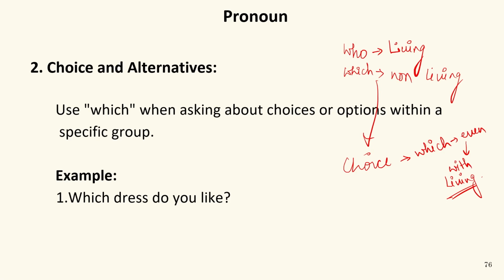For example, which of the two boys is intelligent? Which of the two boys is more intelligent? Now I'm talking about one of these boys that he's intelligent, and I'm just asking you which of these two boys is intelligent. It means I'm selecting that particular one person from those two boys. That's why we use which. That is an interrogative pronoun. Now, which dress do you like? So which is again an interrogative pronoun.